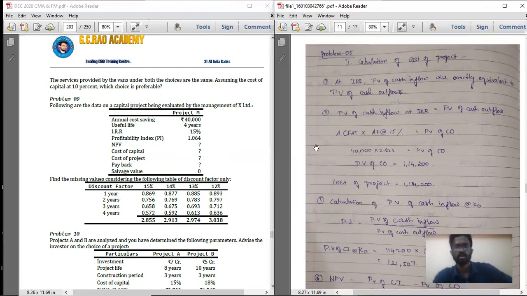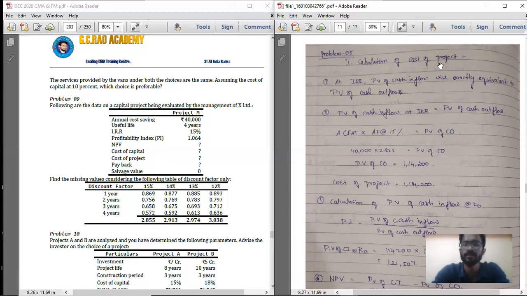With that, moving on to the solution. Come to the notes. Please take down the notes. Don't just watch the video. Take down the notes, because only when you work it out will you remember. So below that, problem number 9, put the heading Problem number 9. Statement number 1: first we are calculating the cost of project.